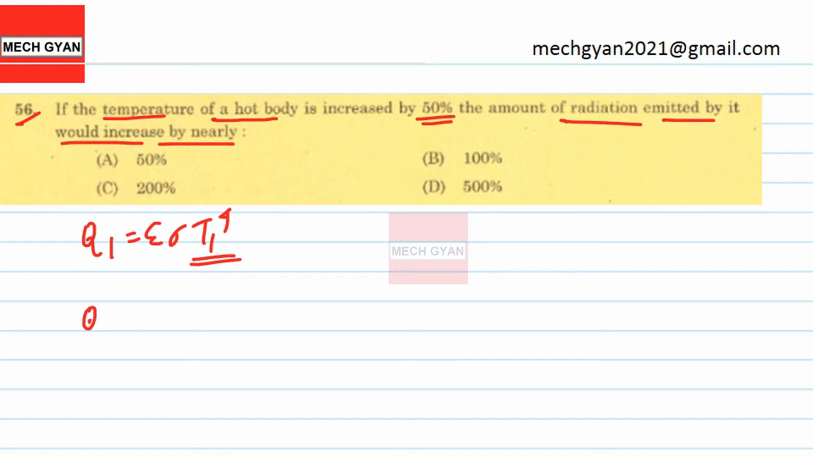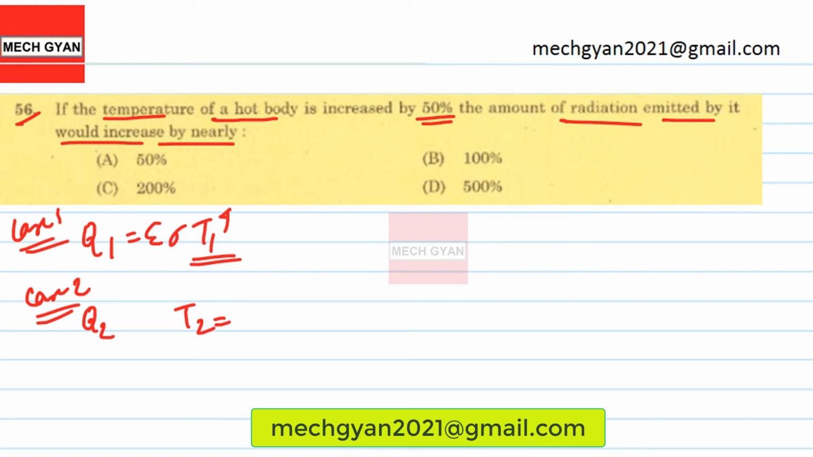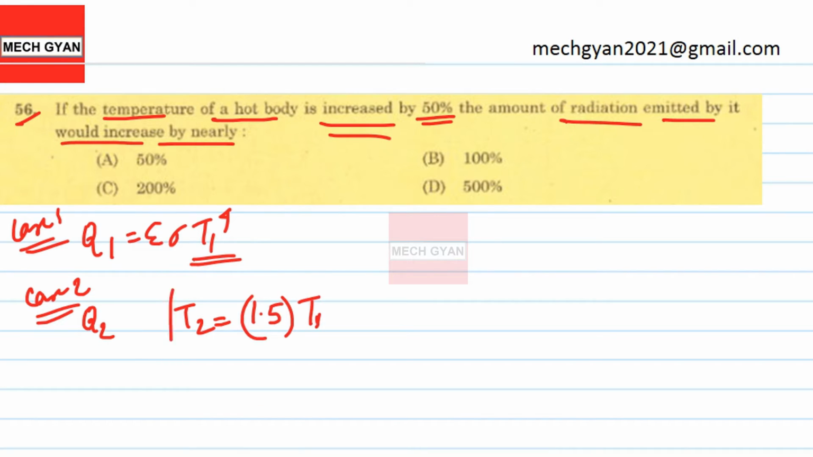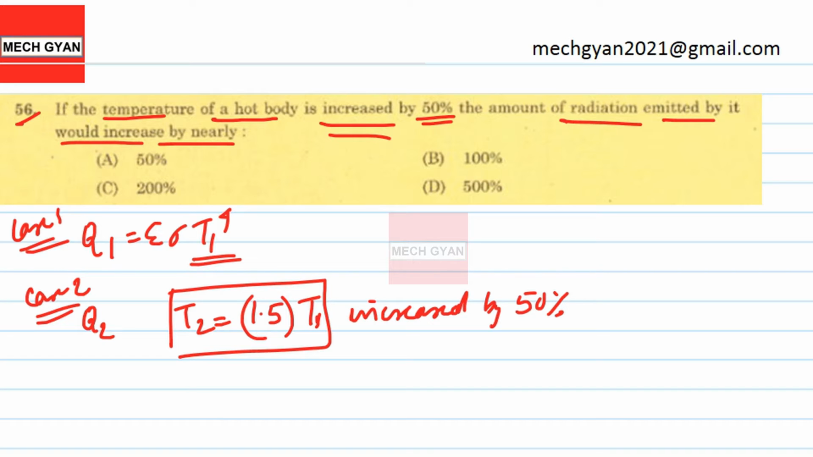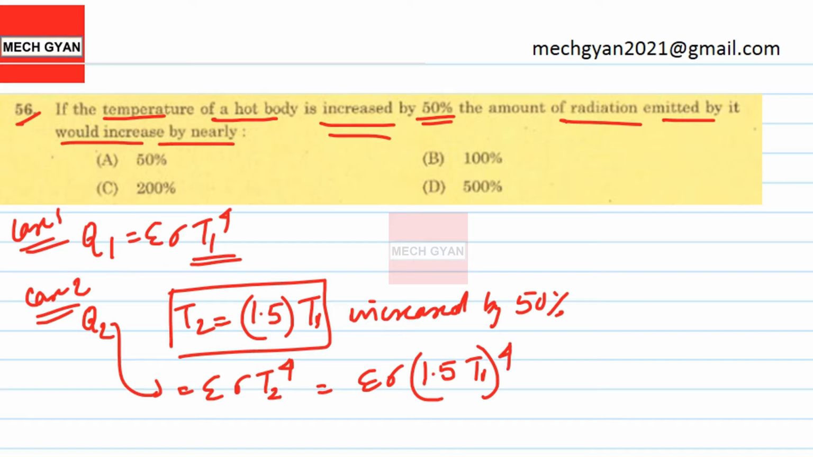So for case 2, Q2, let this be case 1. T2 is equal to, temperature is increased by 50%, so T2 is 1.5 times T1. So it is increased by 50%. So basically Q2 we can write as Q2 equal to epsilon sigma T2 to the power 4, that is equal to epsilon sigma 1.5 T1 to the power 4.